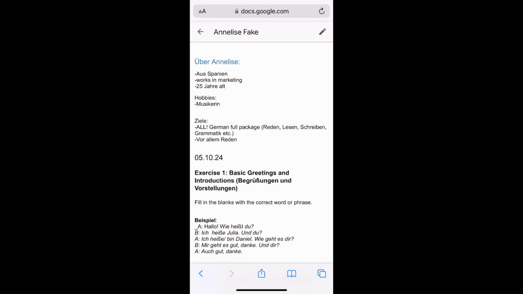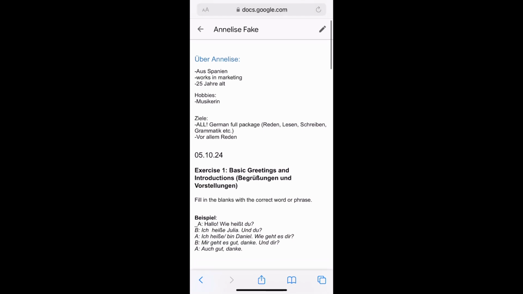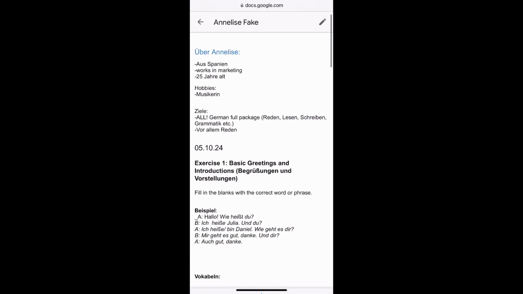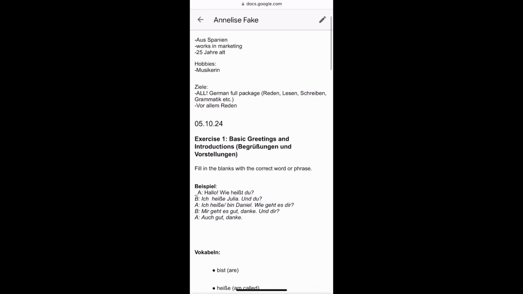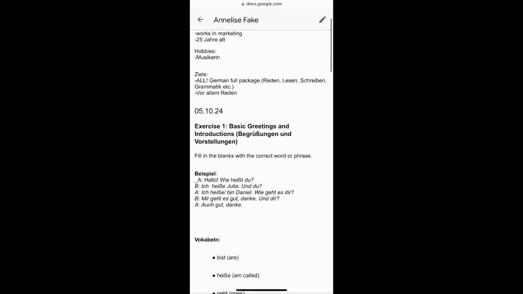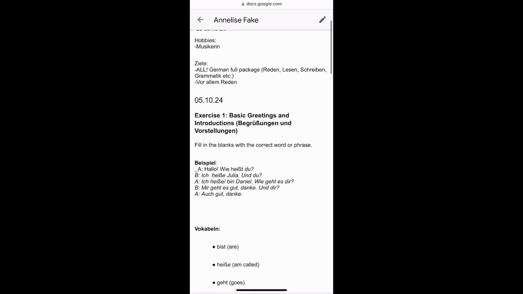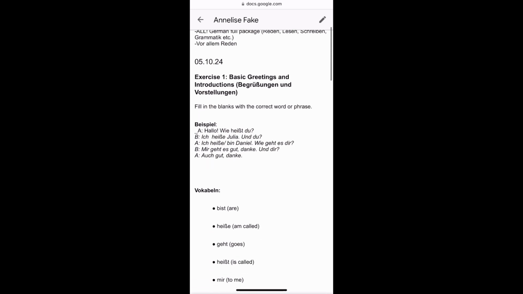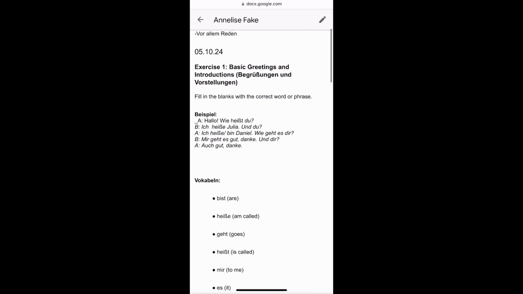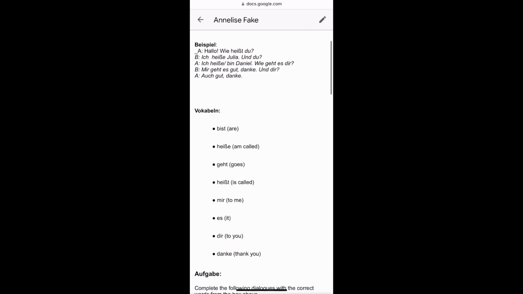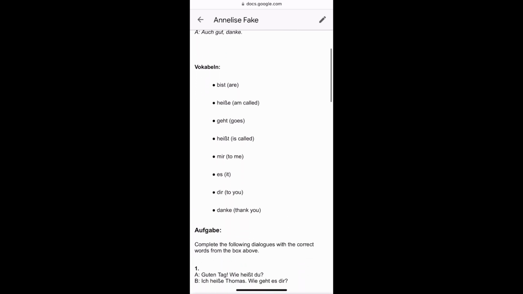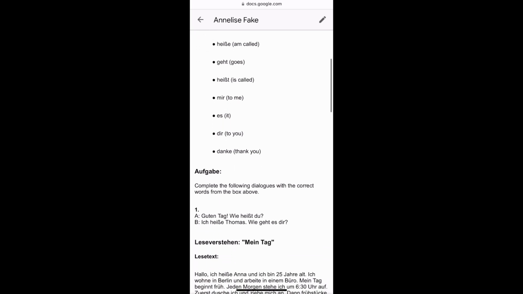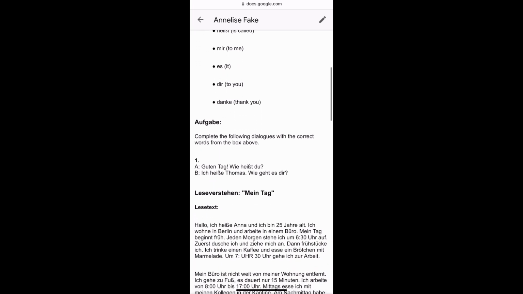I will show you how this document is structured. I start off by writing everything down about them, like general information. Then their hobbies. Next we have the goals. Then I will write down the date of the class. Here I put some exercises in that I got from ChatGPT. The prompt I used was, give me an A2 exam or like exercises.